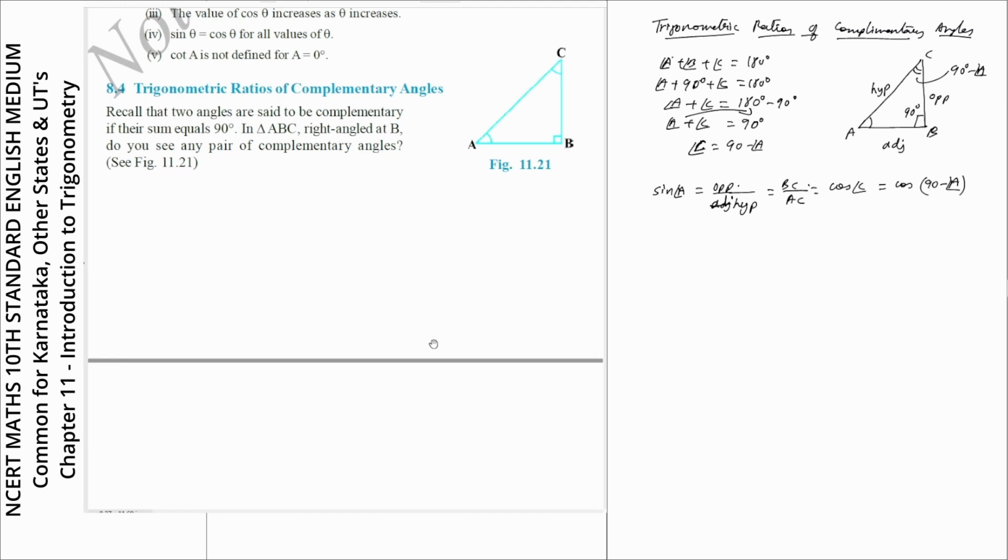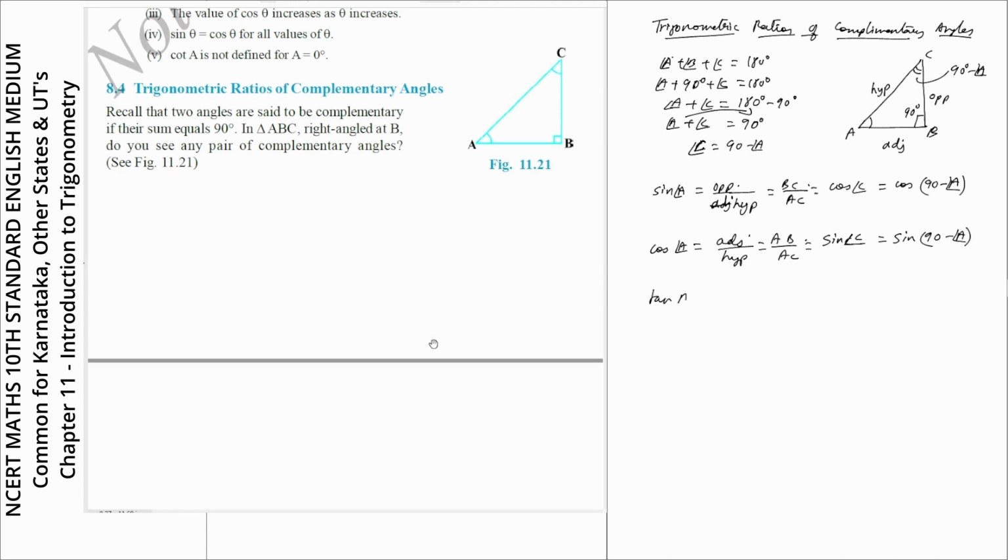Now similarly, what is cos of angle A? With respect to angle A, cos of angle A is adjacent by hypotenuse, that is AB by AC. So AB by AC is also equal to sin of angle C. With respect to angle C, AB by AC is sin C. So cos A is sin of 90 minus angle A.